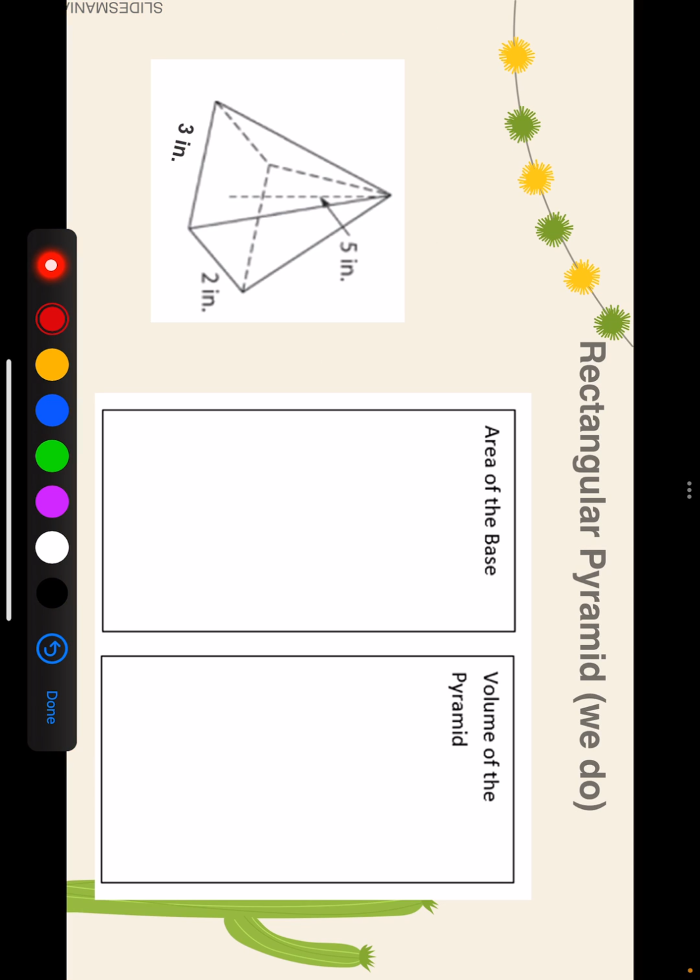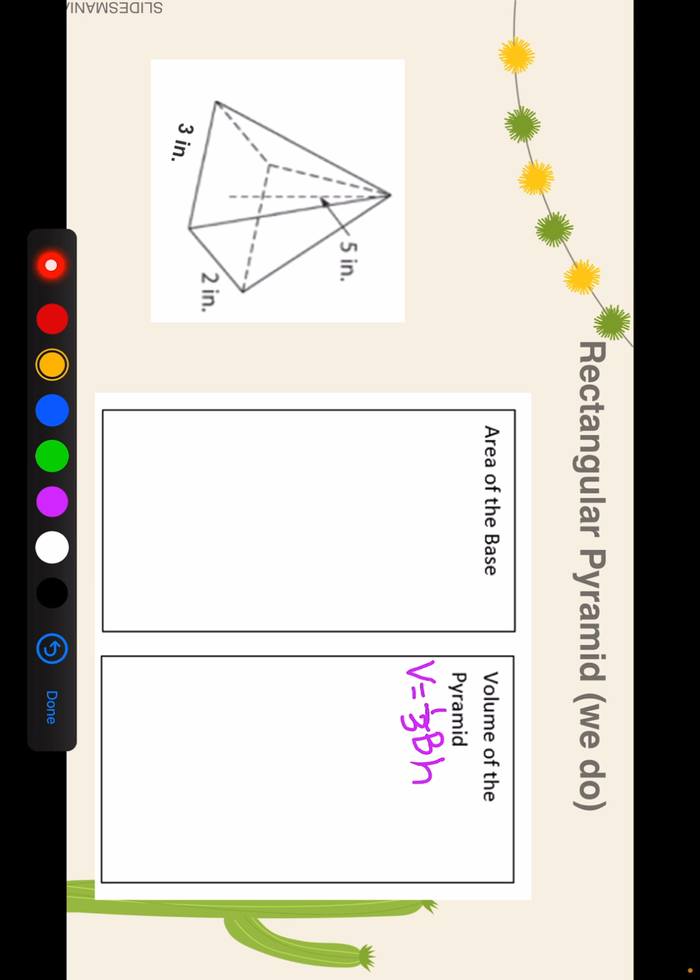So let's go ahead and do our we do. Okay, so we have the same layout as we've had for the past 2 days. Hopefully you've been using it when you are working with your independent practice. Okay, so our first we do. So we're going to find the volume of a pyramid. And we know that our formula for volume of a pyramid is V equals 1/3 area of the base times height.